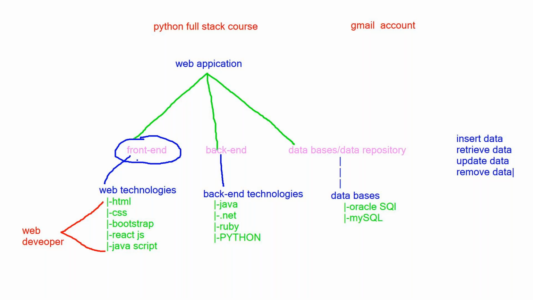Next one, removing data. Sometimes we need to remove data. For example, if one employee leaves the company, the company has to remove all the details of that employee, because he is no more staying with that company. Or if one customer closes his account with a bank, the bank has to remove that account holder's details from the ATM application.